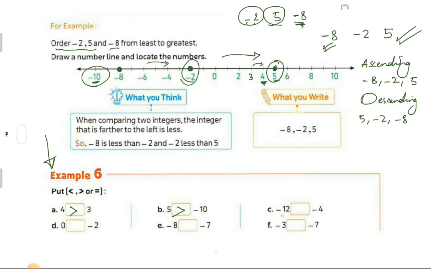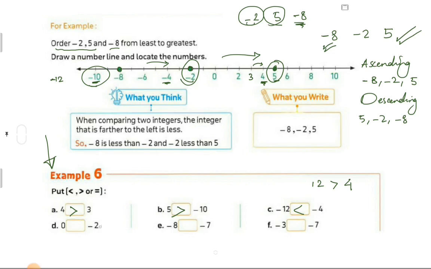Negative 4 and negative 12. Without the negative signs, I know that 12 is greater than 4, because 12 is to the right of 4. But here we have negatives. We know that negative 4 is here and negative 12 will be here. So negative 4 is to the right of negative 12, so negative 4 is greater than negative 12.